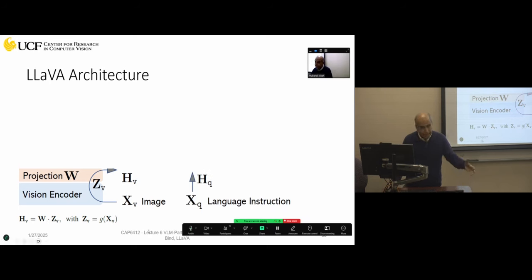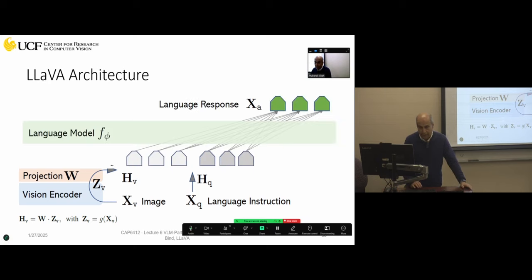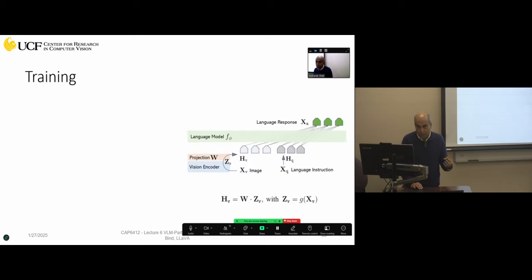So again, similarly, we have a language instruction, XQ. You encode it to HQ, and so these are tokens from the image, these are tokens from the text, and then it goes to the language model, and you get a response, which is the answer, XA. So XQ is the question, XA is the answer, HV is the image. Okay, so it's a visual language model, the LLaVA architecture, very simple.